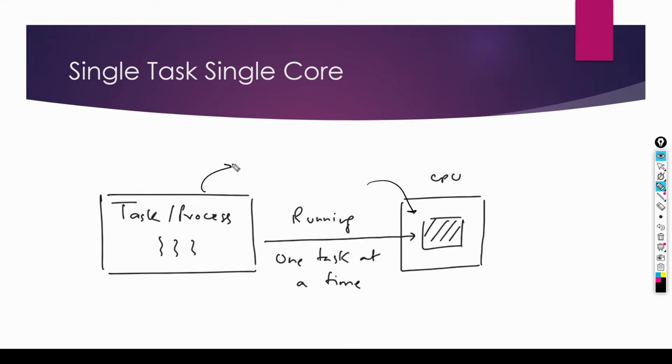And even in this task, the task will be executed from start to finish in a sequence, you can say in a line. So that means even for a single task, it will continue with one activity at a time. So we have a single task which is executing linearly by a single core CPU.